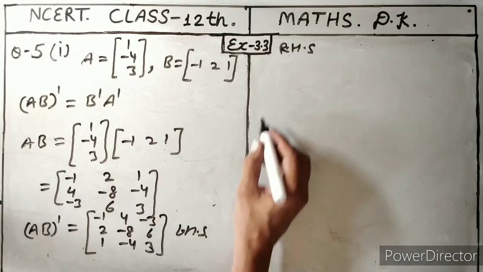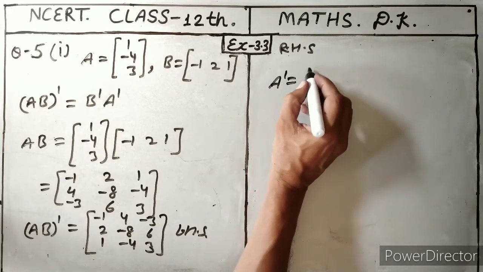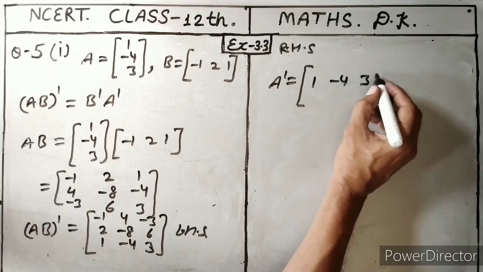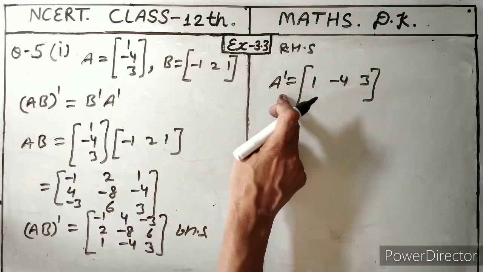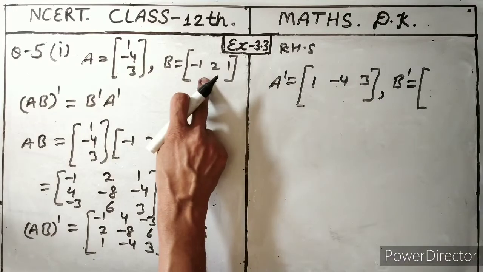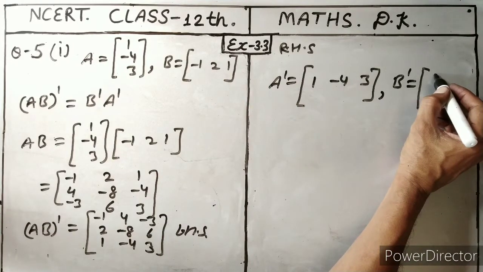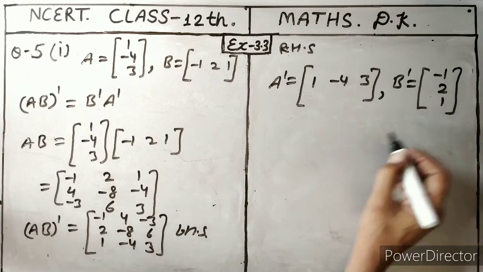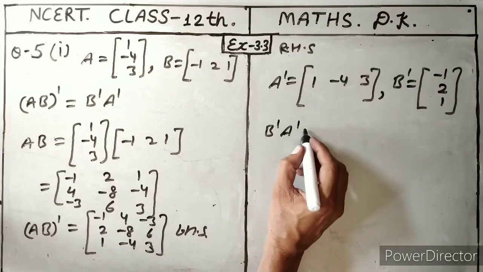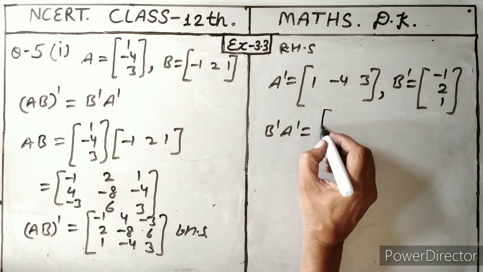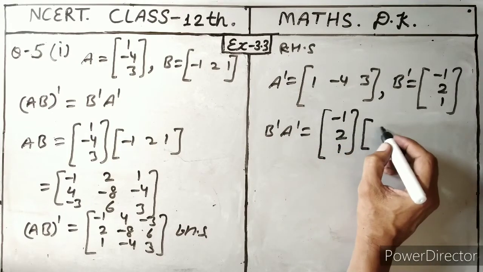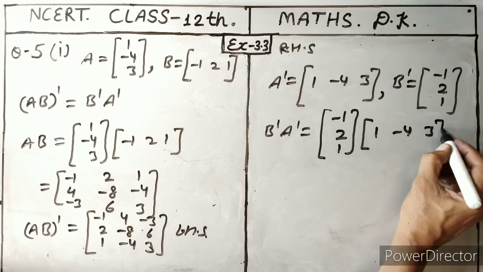At first we find out A transpose. A transpose is 1 -4 3. This is A and this is A transpose. And B transpose, this is row matrix becomes in column matrix -1 2 1. This is B transpose, and we find out B transpose and A transpose. Here B transpose is -1 2 1, and A transpose is 1 -4 3.